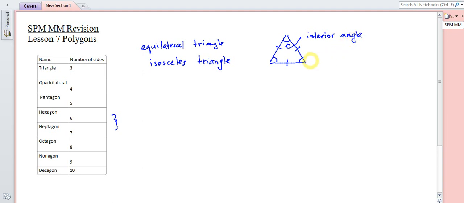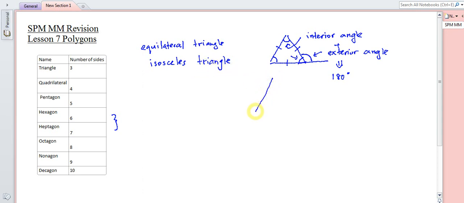Interior angle. So if I extend the line like this, the angle outside a polygon, we call it exterior angle. Okay, then you will notice that when I take the interior angle plus the exterior angle, these two added together will always be equal to 180, right? Because you see a straight line like this. Okay, so these are properties of the equilateral triangle.